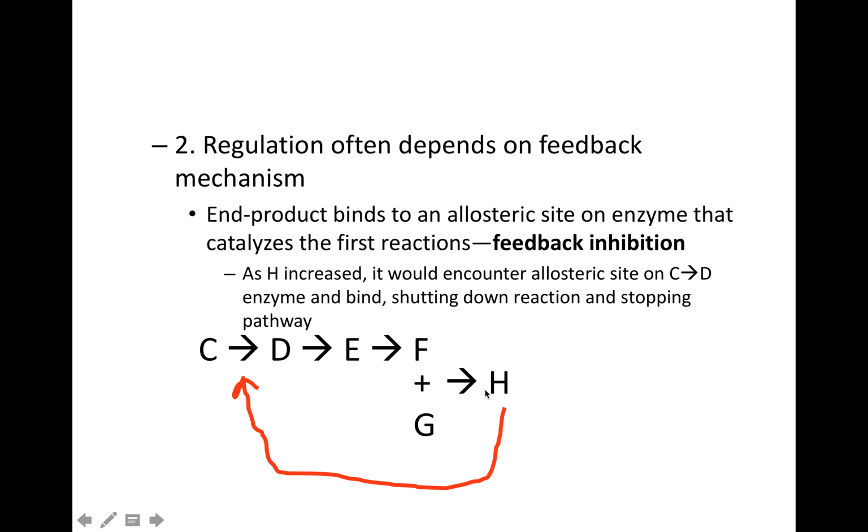So, when you have a lot of H's, well, then maybe H affects this enzyme right here and shuts it down. And then when H decreases, well, then you don't have H affecting C and D. So as a result, C and D pick up again, and then D becomes E, and then E becomes F, and then you get H. And then when you have a whole bunch of H's, well, then H is going to go back and shut off this process again. So, yeah.